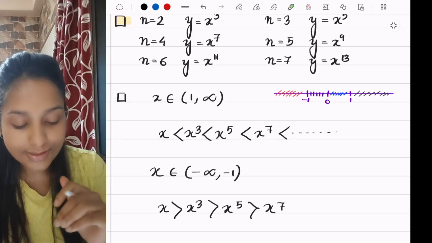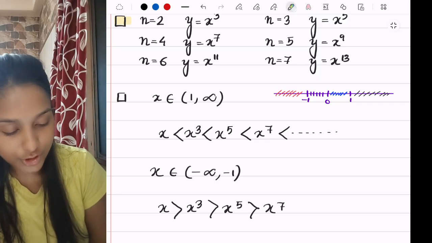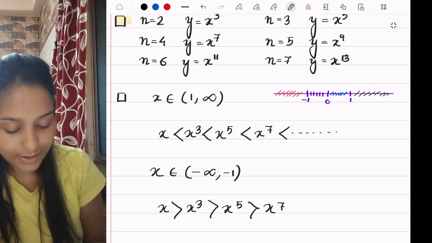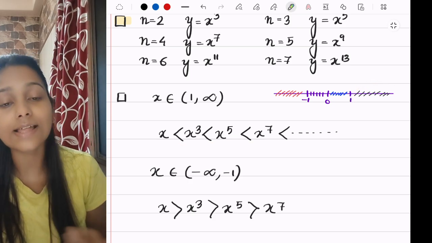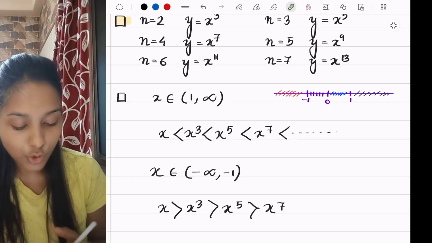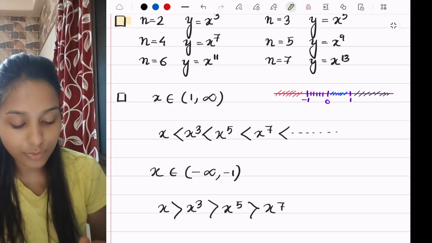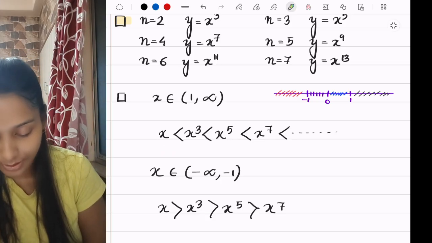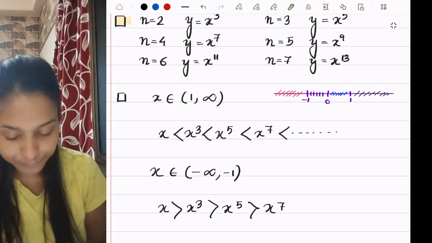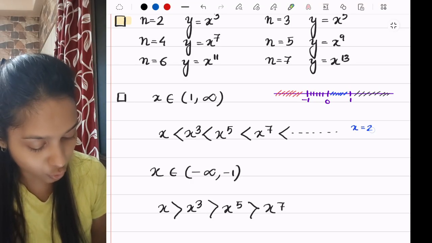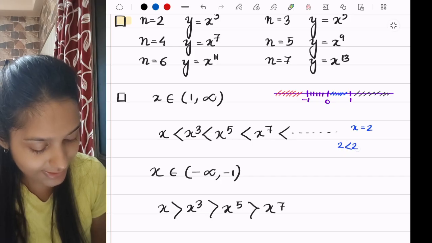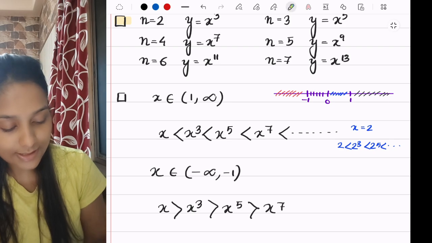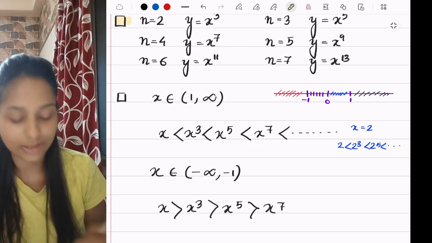Now first, let us start with the 1 to infinity part, which is this part here. Here we get x is less than x cube, less than x power 5, less than x power 7. So all those odd powers follow this inequality. Let me start with an example. Suppose we take the value x equals 2. What happens? 2 is less than 2 cube, 2 is less than 2 power 5, and so on. So obviously this inequality is satisfied in this interval.